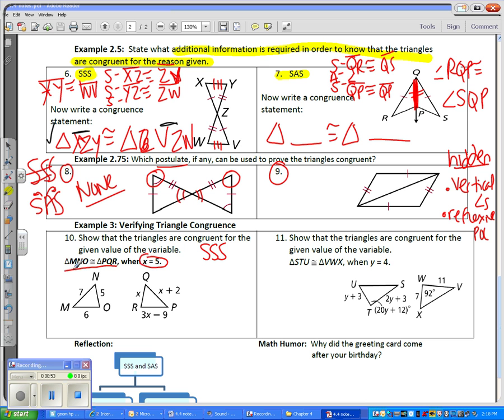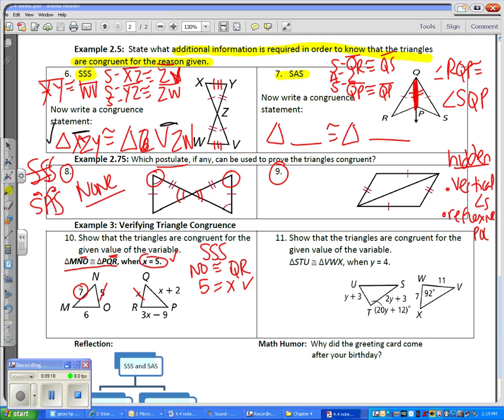Now I have to look for corresponding sides. Which ones are the same? So for example, which one looks like NO? Well, NO should be congruent to QR. So that's what it tells me right here in the congruency statement. So I know NO is 5, and I know QR is x. So x would equal 5. Boom, that's true. I do that for every single side. So I've done this one and I've done this one.